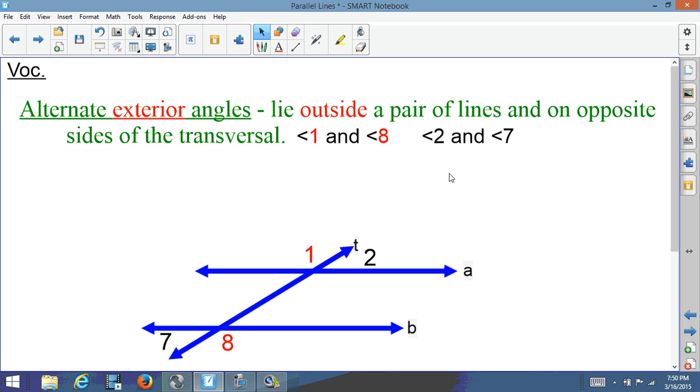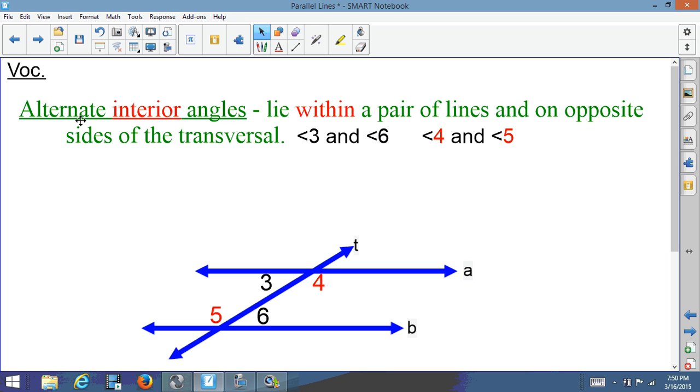Also, angle 2 and 7. They're also on the outside and on the opposite side of the transversal. So those are alternate exterior angles. And if we can have alternate exterior angles, we can also have alternate interior angles.